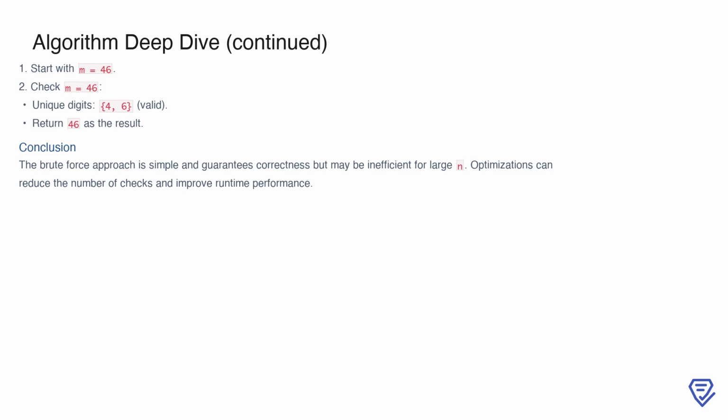In conclusion, the brute force approach is simple and guarantees correctness because it systematically tests each multiple. However, for larger values of n, this method may become inefficient as it requires more iterations. By applying optimizations such as skipping invalid multiples and refining how we check for two distinct digits, we can improve the algorithm's runtime performance while maintaining its accuracy.